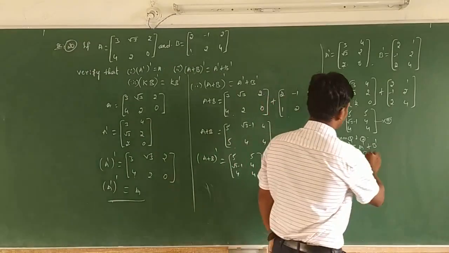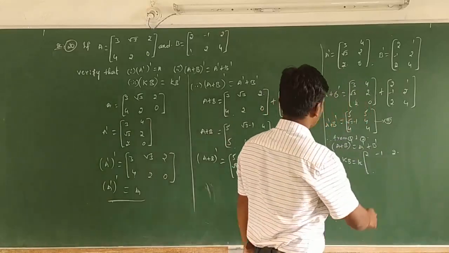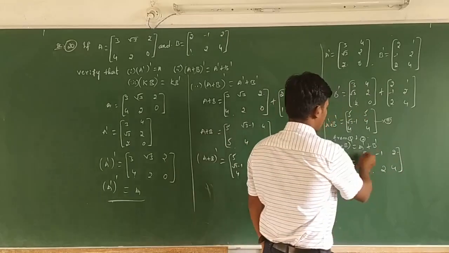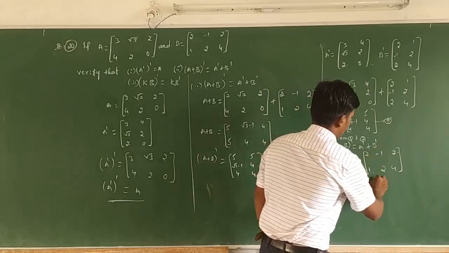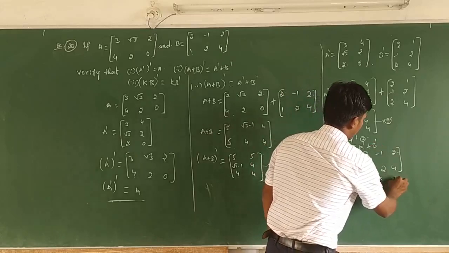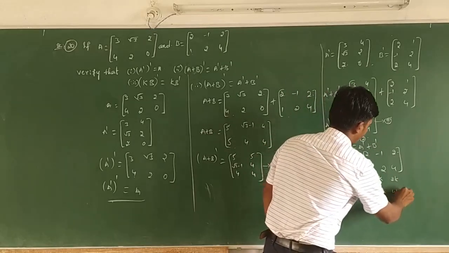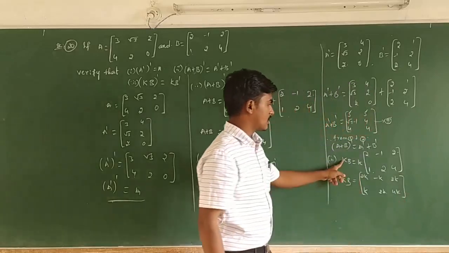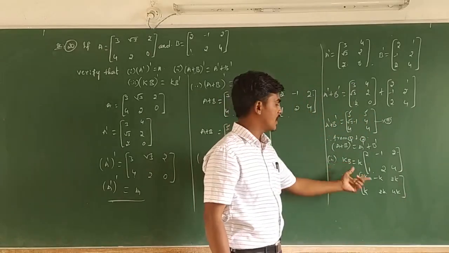2 minus 1 2, minus 1 2. Next 1 2 4, 1 2 4. So multiplying by K, what do we get? 2K minus K 2K. Next K 2K 4K. Scalar K is multiplied with matrix B, and we get a new matrix.